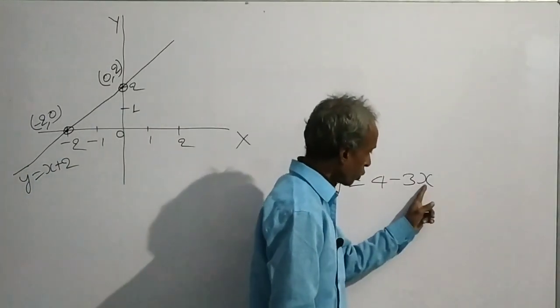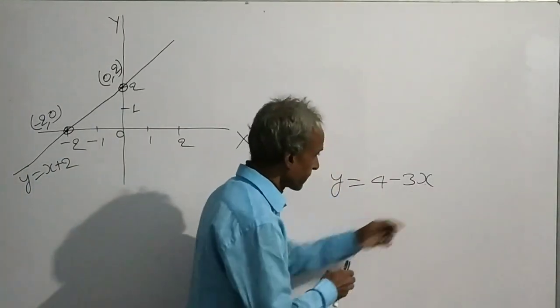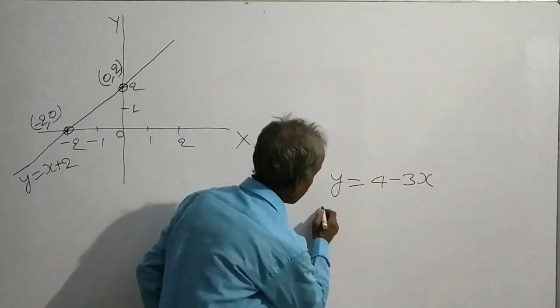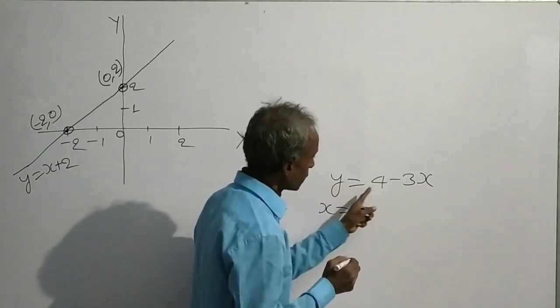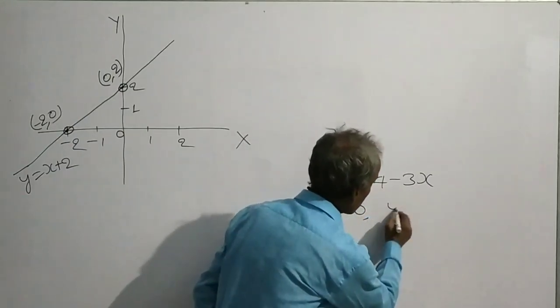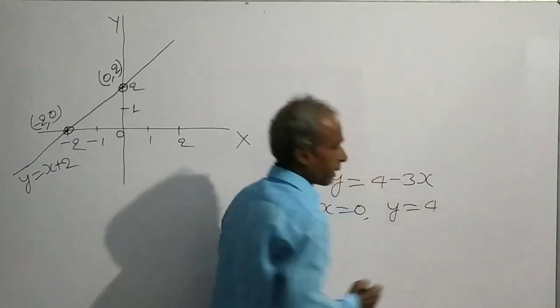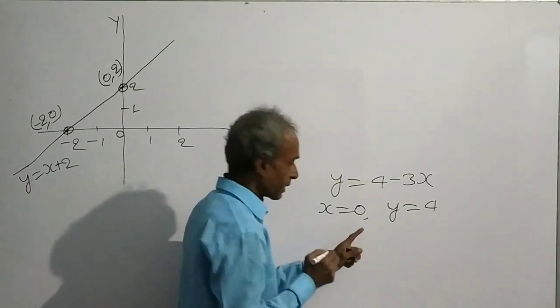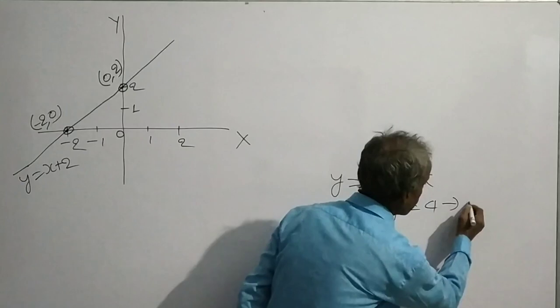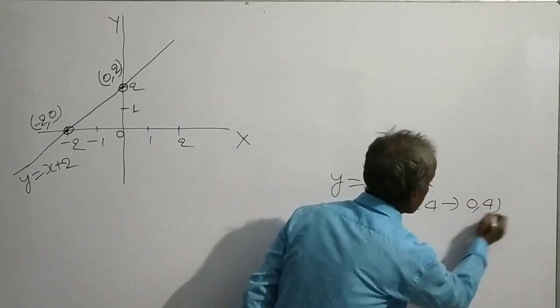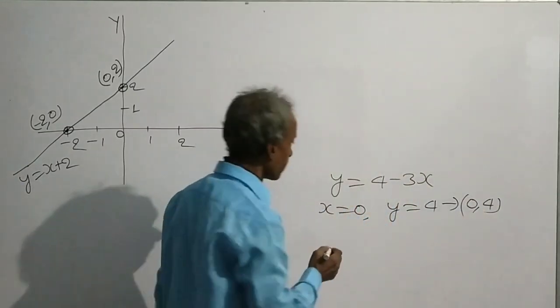When we put 0 in place of x in this equation, x is equal to 0, we get y is equal to 4 minus 0, means 4. Therefore, we get a point with coordinate 0, 4. Coordinate 0, 4 lying on this straight line.